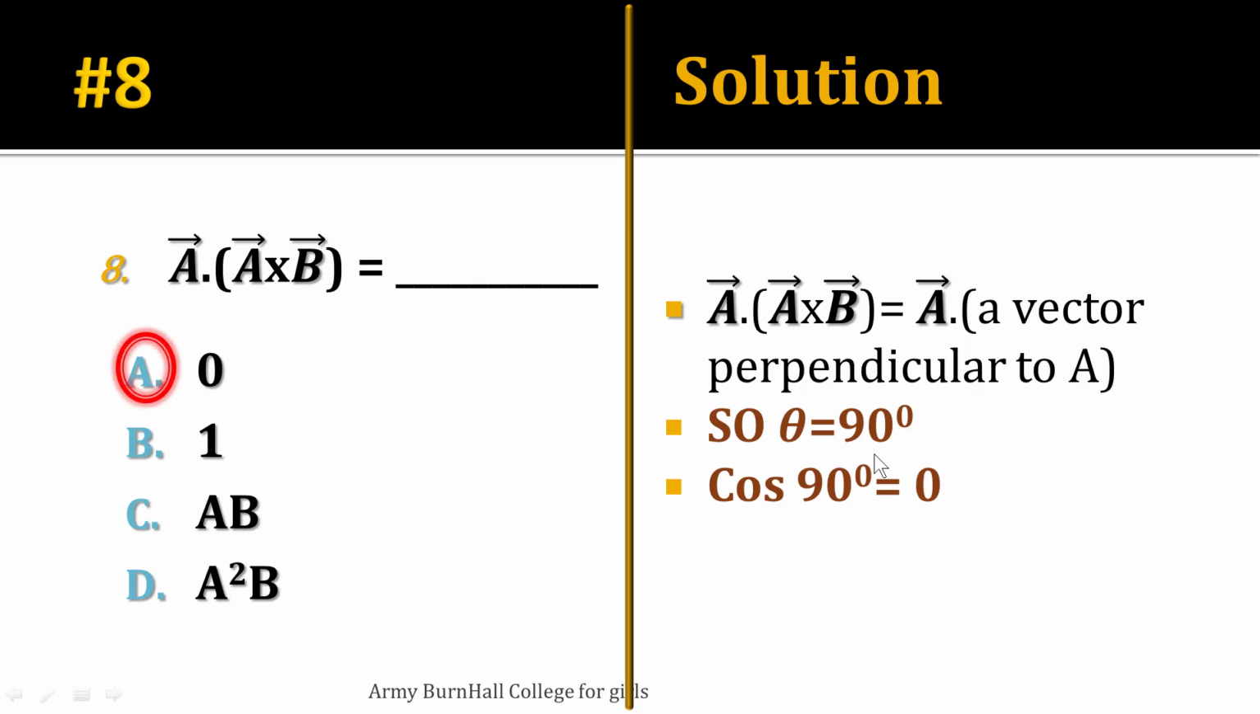Because A cross B is giving us a vector perpendicular to A. So A dot that vector will be having an angle of 90 degrees. So if we are going to find out the dot product, cos of 90 is 0. So A dot A cross B is always 0.